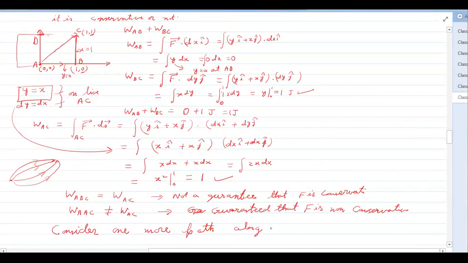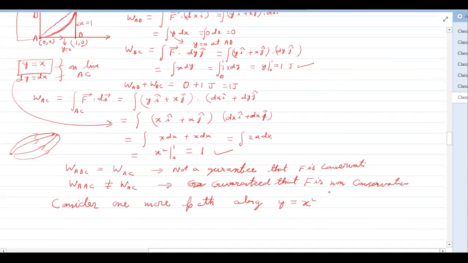Along y equal to x square. What is this path? Y equal to x square. So y equal to x square is what? A parabola like this. So along this path, the particle is moving like this, along y equal to x square. So work is along this path. Work along y equal to x square.